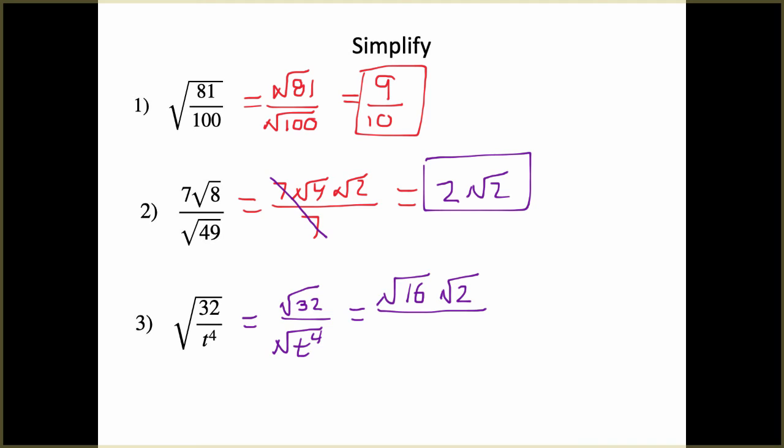And square root of t to the 4th, we have an even power on our variable t. This becomes t squared when we take the square root. And then we get 4, because the square root of 16 is 4. Square root of 2 over t squared. And that is my simplified radical form. So again, when we have a square root over a fraction, we can take the square root and split it up across the fraction bar.